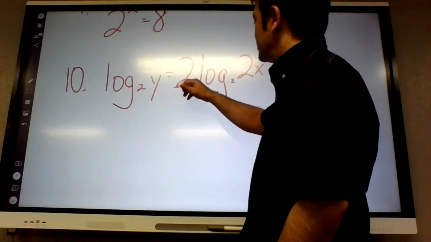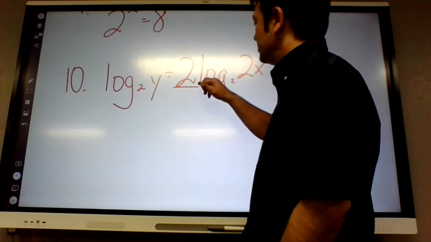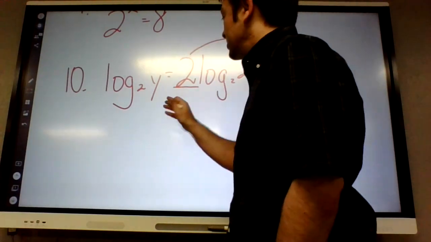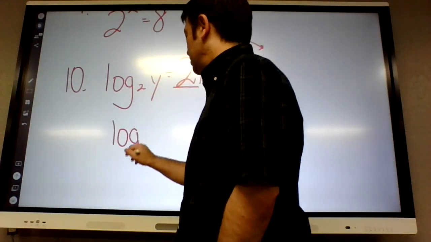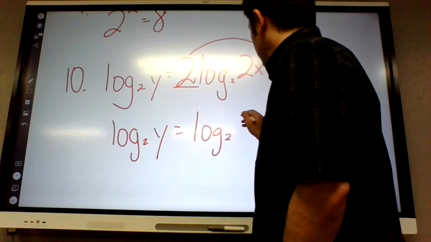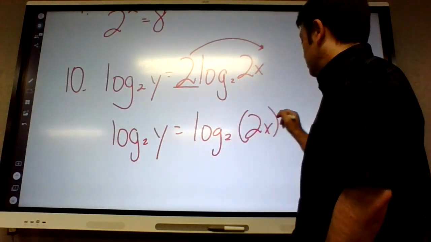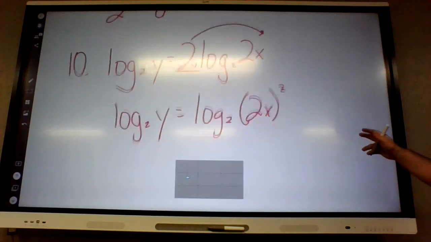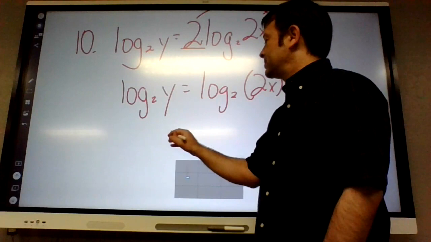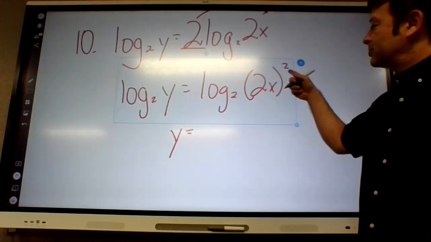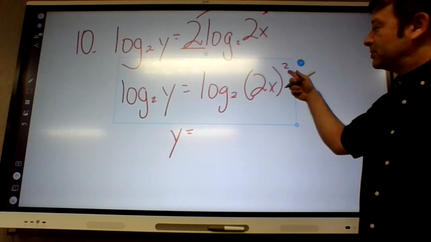So what can we do with this 2 out in front? Yeah, it can move to the exponent. So we got log base 2 of y equals log base 2 of 2x squared. So y equals (2x) squared. Can't really solve completely, you just simplify it. What's (2x) squared simplify to though?